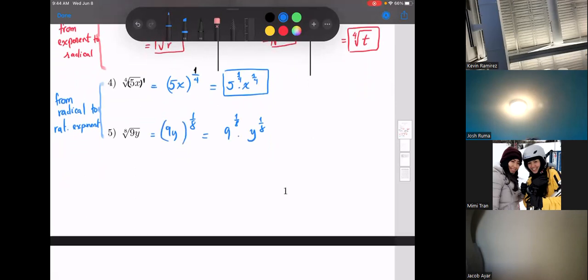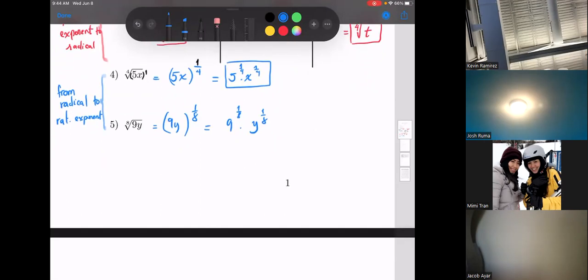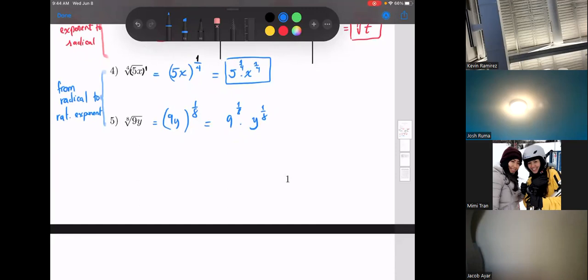Now the y to the 1/8, there's nothing I can do. I don't know what y is, but I know what 9 is. How can I rewrite 9? It's the same thing as what? 9 is the same thing as 3 what? 3 squared, right? So 3 squared, and then outside you still have that 1/8.